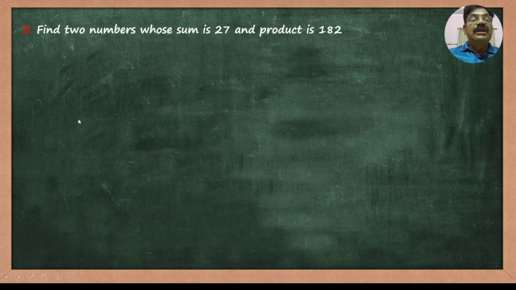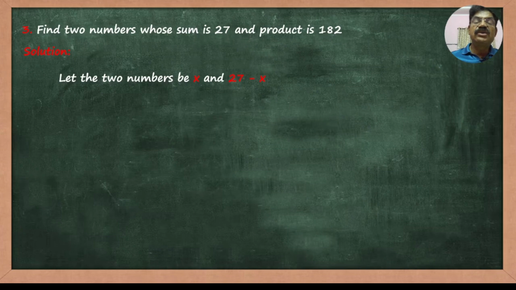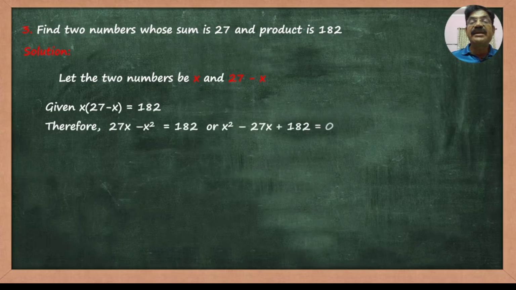Now we move on to the third problem. Find two numbers whose sum is 27 and the product is 182. So we take one number as x, then automatically the other number becomes 27 minus x because their sum is 27. We are given the product is 182. So x into 27 minus x is equal to 182. So when you multiply and equate it to 182, you get x square minus 27x plus 182 is equal to 0. Here a is equal to 1, b is equal to minus 27, c is equal to 182.